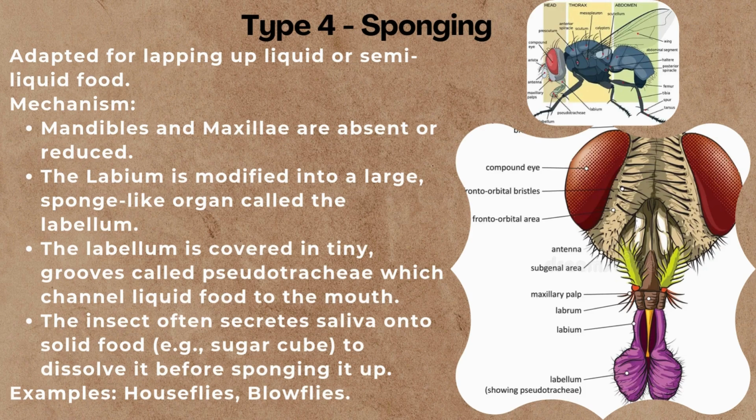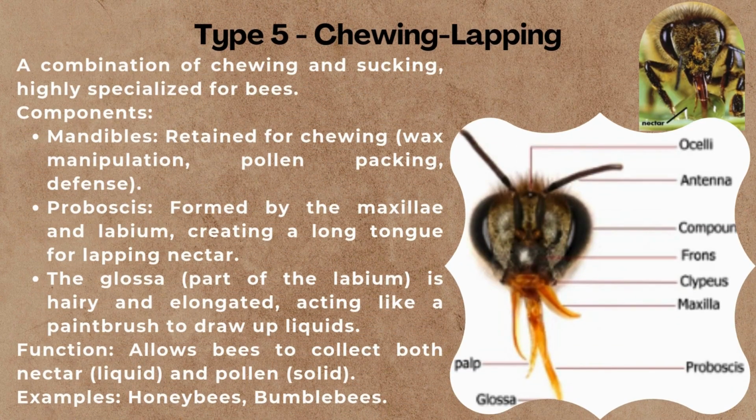Then we have the sponging type, which is like having a built-in kitchen sponge. Think of a housefly. They don't have jaws for biting. Instead, their labium is modified into a soft, spongy pad called a labellum. It's covered in tiny grooves that soak up liquid. If the food is solid, like a sugar cube, they will spit saliva on it to dissolve it first and then sponge it up.